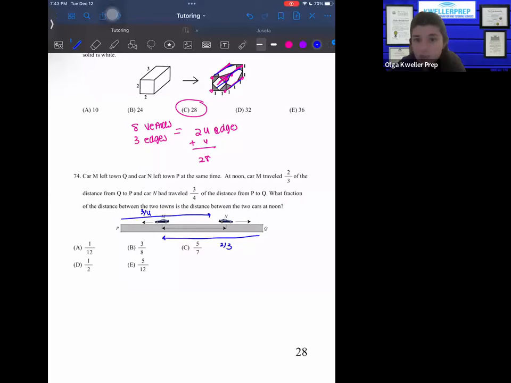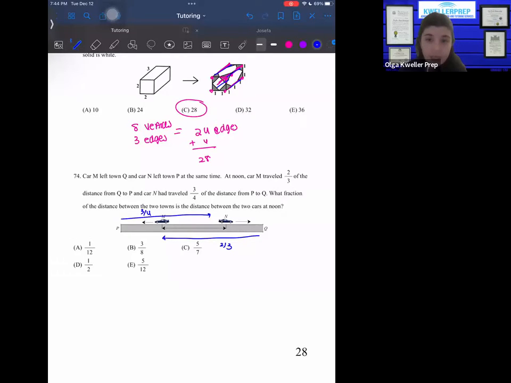Okay, so they're mentioning these numbers, right? 2/3 and 3/4, but they're not giving me anything about the actual number of miles that the car traveled. So what that means to me is I can pretend. I can create a number of the amount of miles town P and town Q are apart. So I want to pick a number that's convenient for me. So what do I mean by that? If I'm dealing with 3/4 and 2/3, what's a good number to pick?